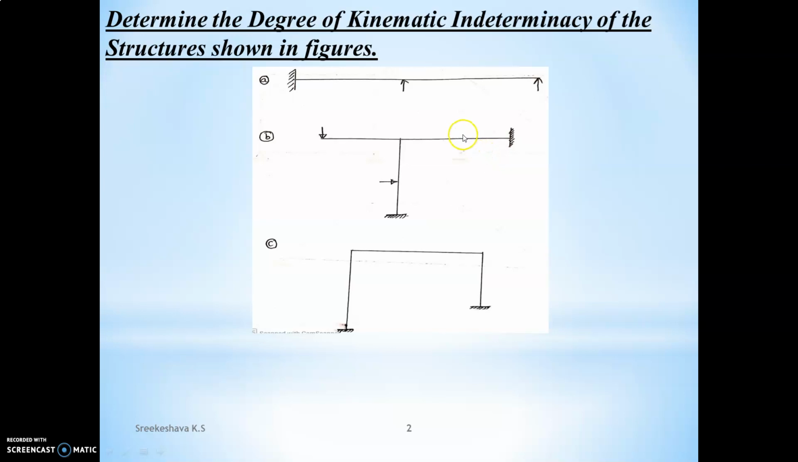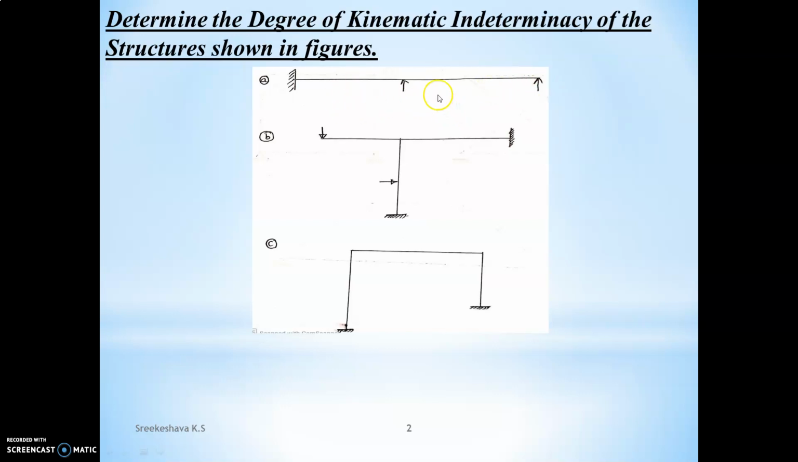In static indeterminacy, we just talked about external reactions as well as internal member forces. Now in kinematic indeterminacy, I'm talking only about joint displacements. Kinematic indeterminacy is the summation of possible joint displacements in a structure. If I am talking about reactions, internal forces in members and joint equilibrium conditions, it's all associated with static indeterminacy of the structure.